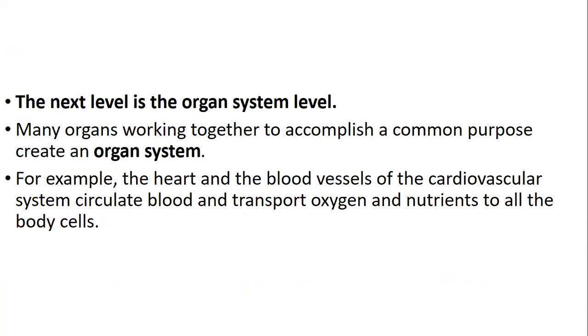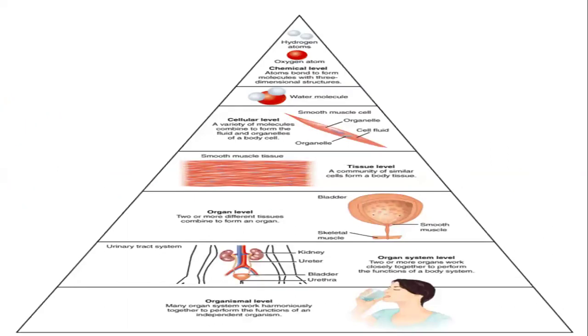The next level is the organ system level, where many organs work together to accomplish a common purpose. For example, the heart and the blood vessels together make up what is known as the cardiovascular system, which pumps blood and transports oxygen and nutrients to all parts of the body. So these two come together to perform that common function.